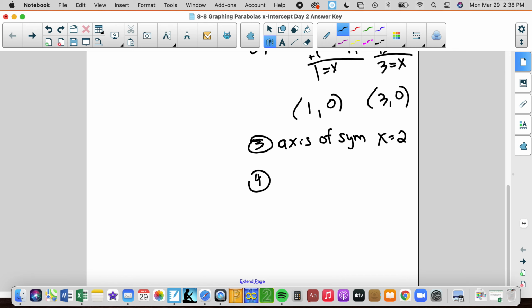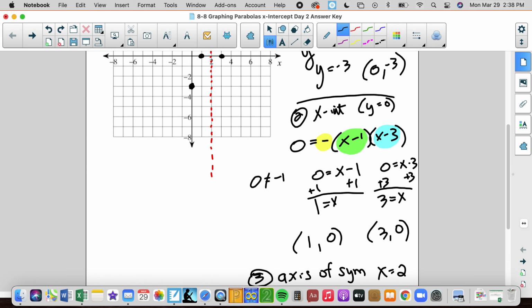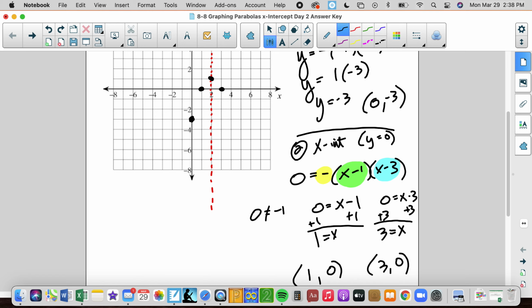So when I want to find my vertex, I'm going to plug in 2 for x. We go back to our first equation, y equals the opposite of 2 minus 1 times the quantity 2 minus 3. That gives us -1 times -1. -1 times 1 is -1, and then -1 times -1 is 1. So when you plugged in 2, you got 1. And this is going to be our vertex. (2, 1) takes us there.